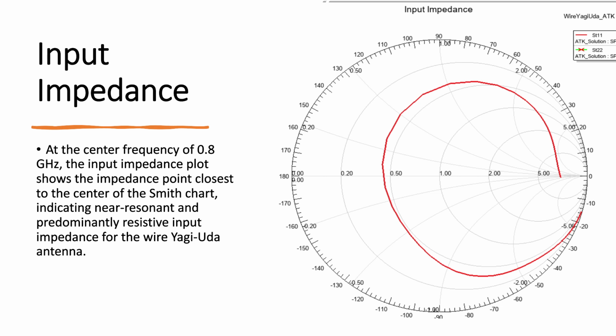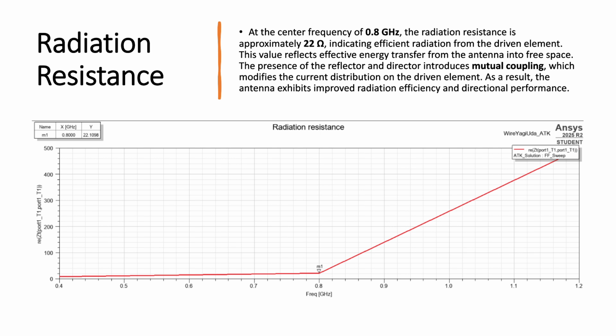Now coming to the next slide. Radiation resistance. At 0.8 GHz, the radiation resistance is approximately 22 ohms. The antenna effectively converts input power into radiated power, and mutual coupling from the reflector and director modifies the current distribution, and overall radiation efficiency and directionality are improved.